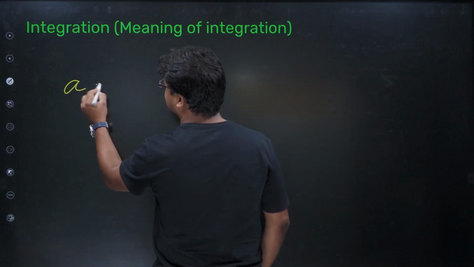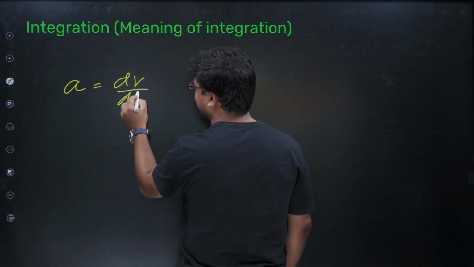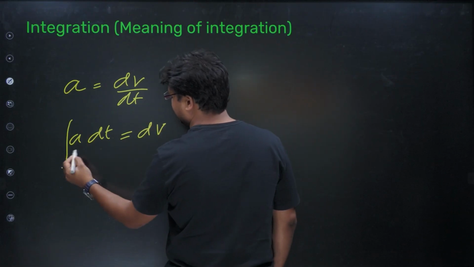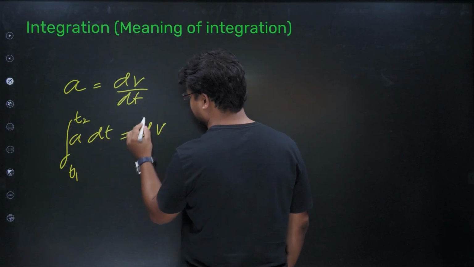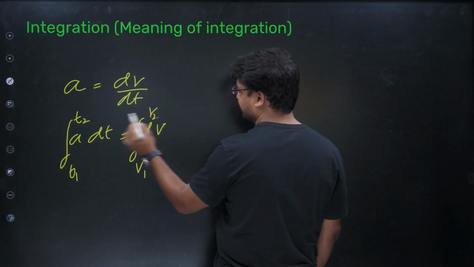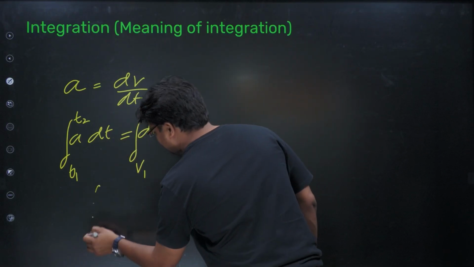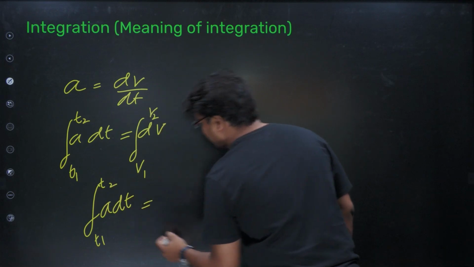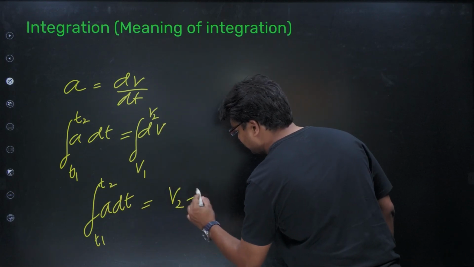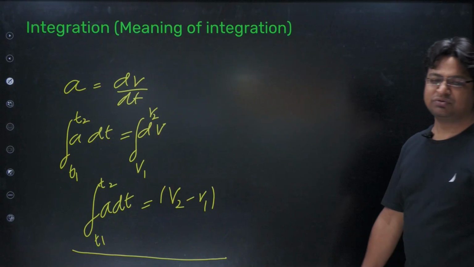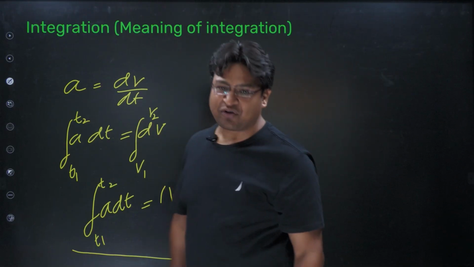Similarly, acceleration is written as dv by dt. In a very similar manner, a dt will become dv. So if you put the limits from t1 to t2, why t1 to t2? Because we are integrating with respect to time. So the integration of acceleration from t1 to t2 is the same as v2 minus v1, that is the change in velocity. I'll elaborate further on this when we use them in physics, but they have application and therefore we are studying them.